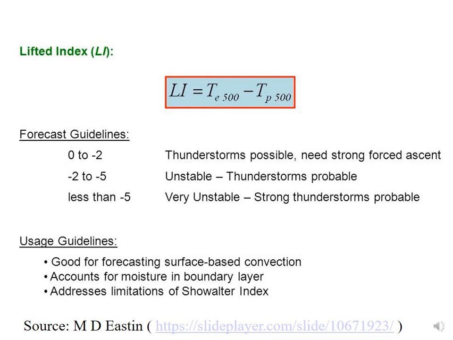So oftentimes when I see a lifted index of -6 or -7, I think, oh my gosh, this is a potentially severe thunderstorm day with potential very strong tornadoes.